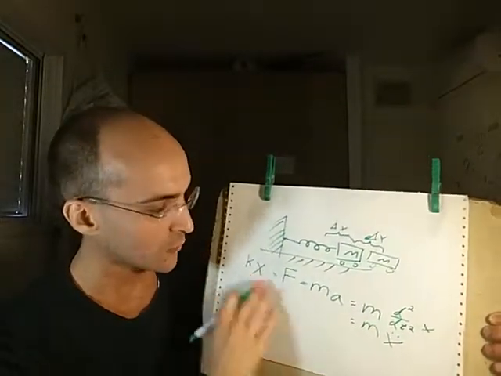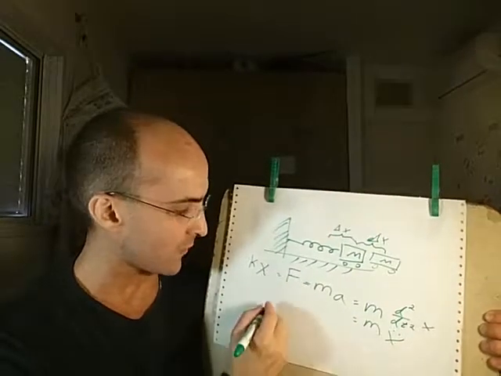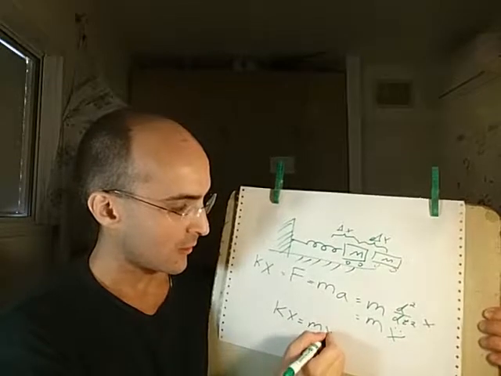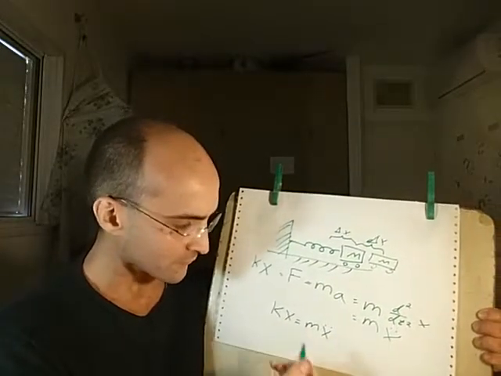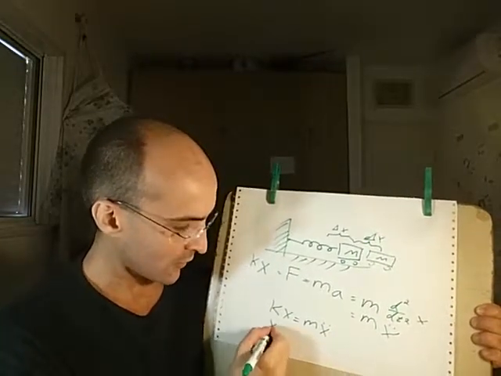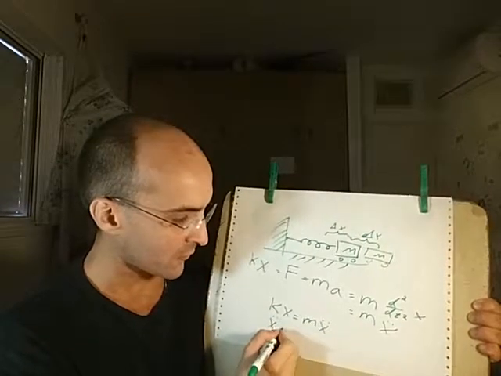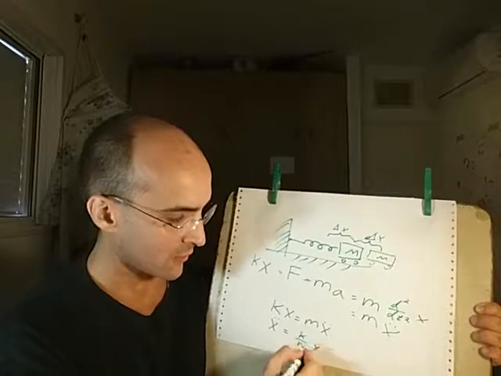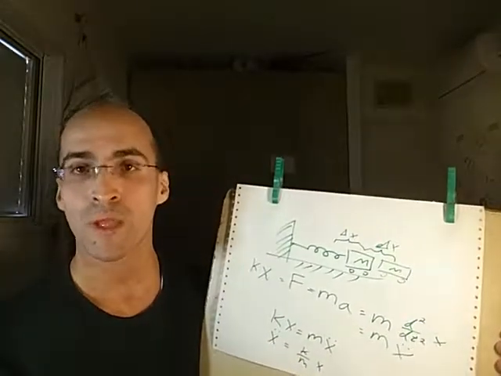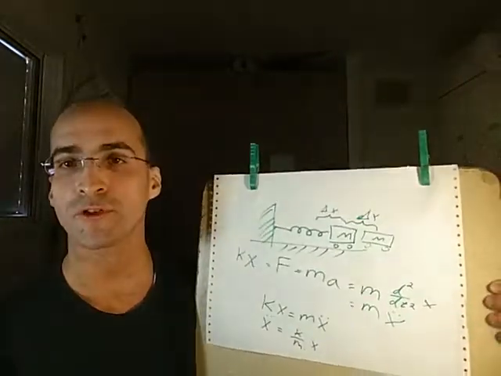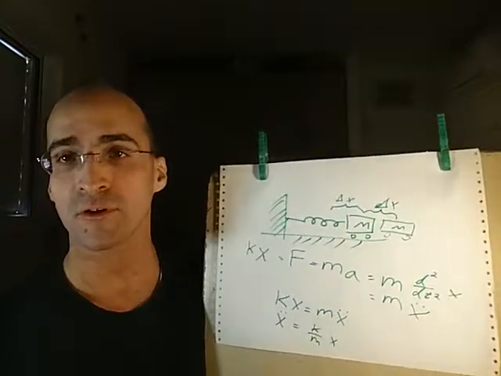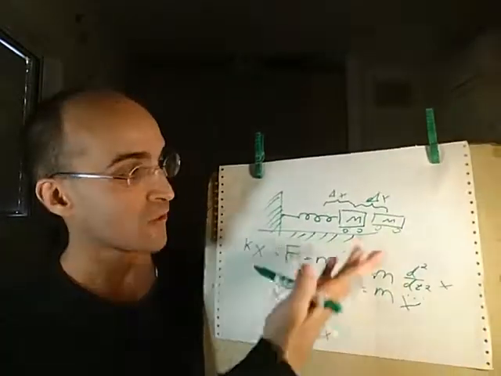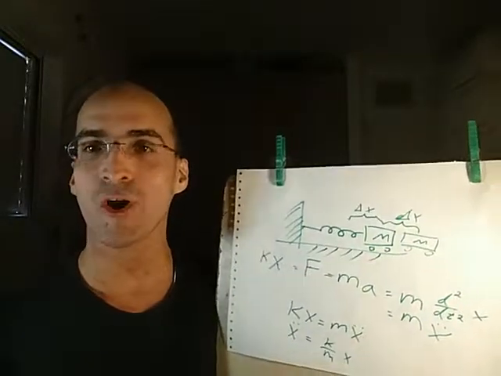So if we write it down in a nice short way, we see that kx is equal to m x dot dot. So in other words, the second derivative according to time of x is equal to some kind of constant times x itself. And from here, this is an ordinary differential equation, and we can get a sine function or a cosine function according to our choice. Okay, so this is a classic harmonic oscillator.